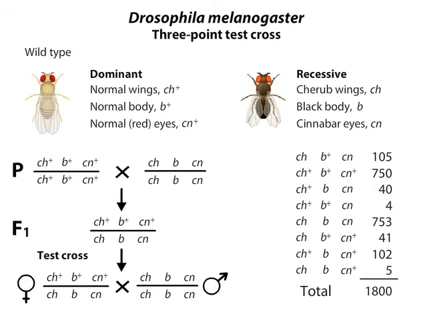For instance, out of 1,800 flies counted, 105 flies had cherub wings, inheriting mutant alleles from both parents, normal body color, inheriting a wild-type allele from the mother, and cinnabar eyes, inheriting mutant alleles from both parents. Be aware that the order of cherub, black, and cinnabar in this table is arbitrarily listed, not indicating the true order on the chromosome.